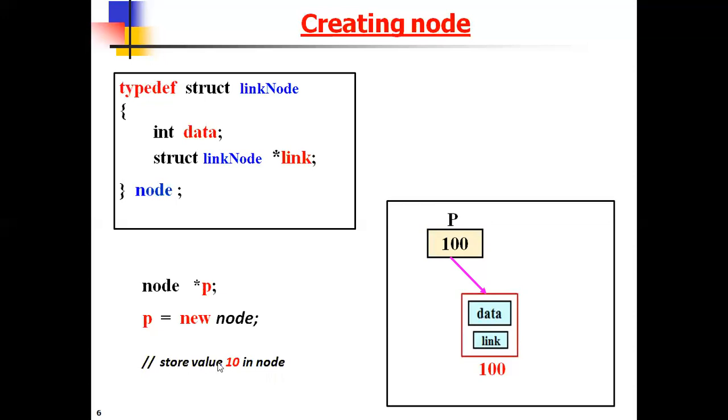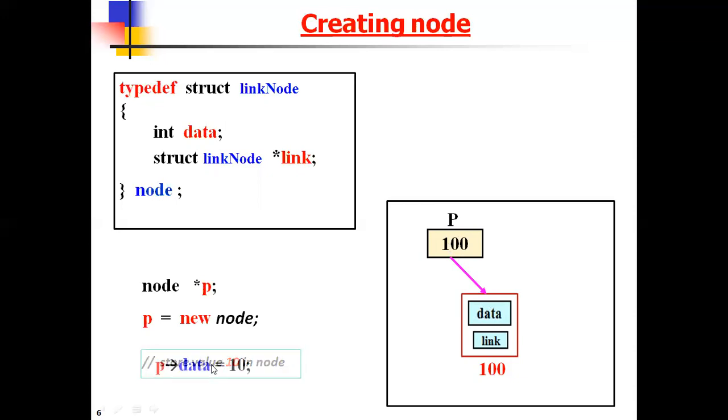Now you want to store a value 10 in the node. So how will you store value 10 in the node? Value can be stored in the data part. So how to access the data part? You have to use this p, use this arrow and say data. So p arrow data should be changed with value 10.